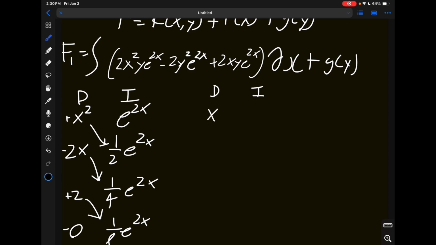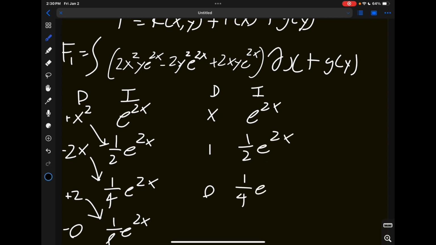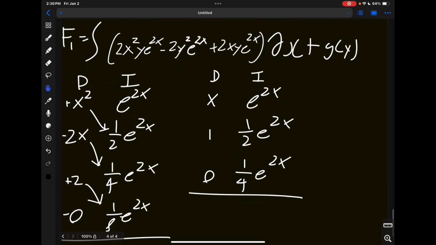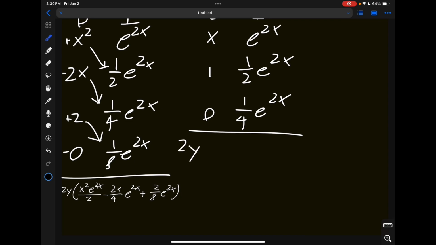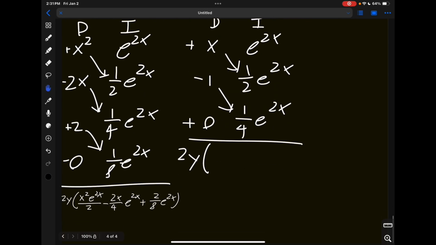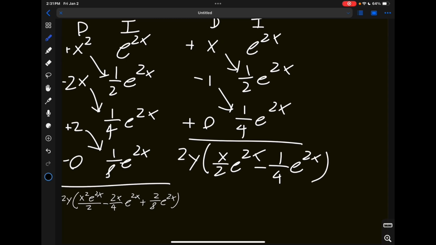Okay, then our g is x, our I is e to the 2x, the derivative of x is 1, and the derivative of 1 is 0. The integral of e to the 2x is 1/2 e to the 2x, and the integral of that is 1/4 e to the 2x. Remember that we treat 2y as constant. We make it factored out. Plus, minus, plus. Okay, then we solve for this part, and we get x times 1/2 e to the 2x minus 1/4 e to the 2x. Then our third part is done.